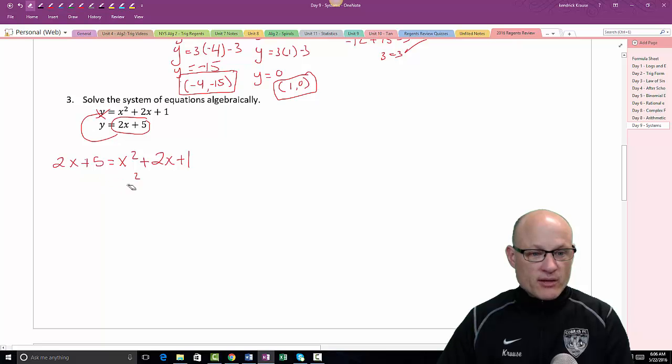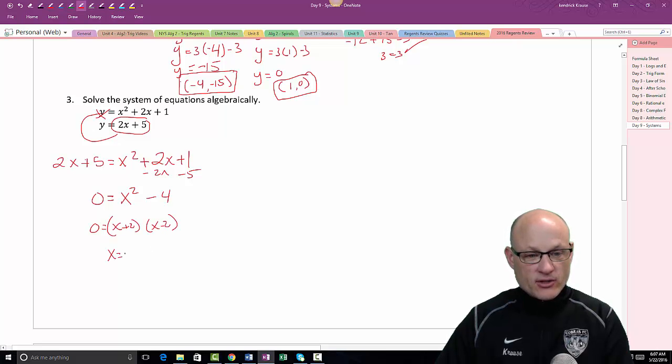Oh, maybe I should show this step because you're going to get confused. We're going to subtract 2x and we're going to subtract 5. So I get 0 is equal to x squared minus 4. Ooh, well, that factoring is pretty easy. (x plus 2)(x minus 2). My two answers are x equals negative 2 and x equals positive 2.